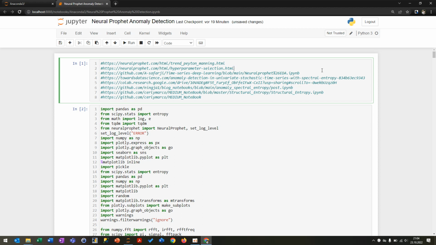I'm using NeuroProfit to find some anomalies in time series data. This is very interesting in things like predictive maintenance, where anomaly detection is used to find anomalies as early as possible.